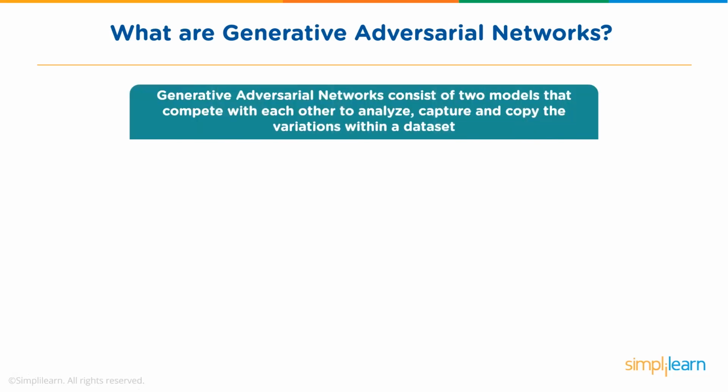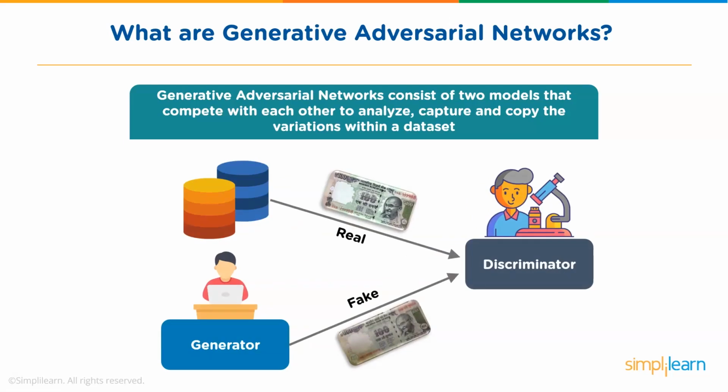Generative adversarial networks or GANs, introduced in 2014 by Ian J. Goodfellow and co-authors, became very popular in the field of machine learning. GAN is an unsupervised learning task in machine learning. It consists of two models that automatically discover and learn the patterns in input data. The two models, called generator and discriminator, compete with each other to analyze, capture and copy the variations within a dataset. GANs can be used to generate new examples that possibly could have been drawn from the original dataset.